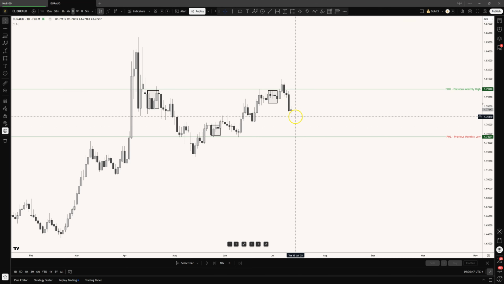And the next time we see a daily engulf on this one, preferably on the monthly low, but it can also happen here, then you just take that risk, because the reward is much better.